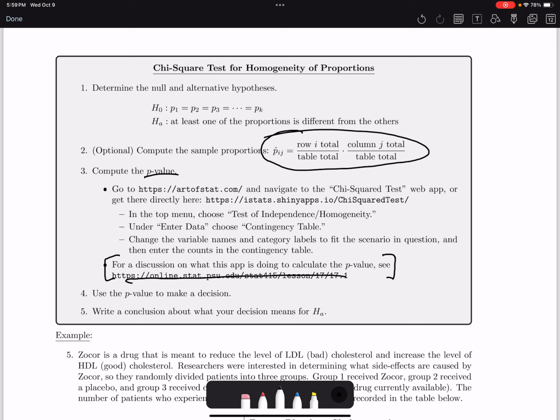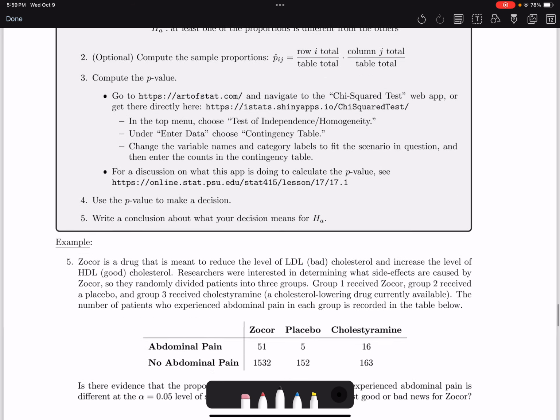But the p-value has the same meaning as usual. If we assume the null hypothesis is true, the p-value is the probability that we would obtain the information that we obtained in our sample.